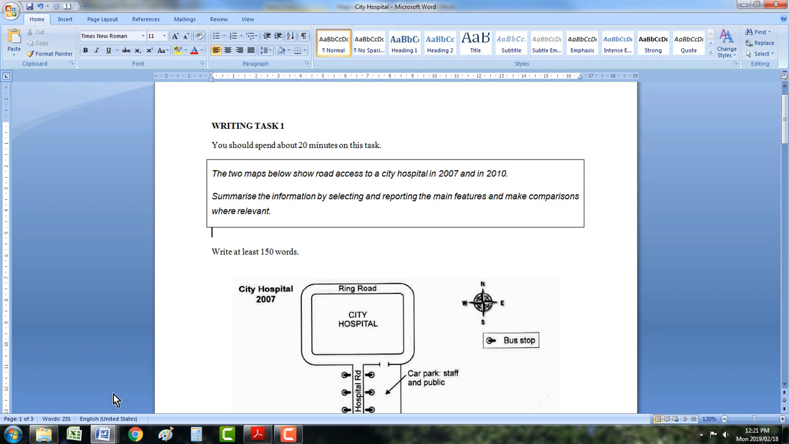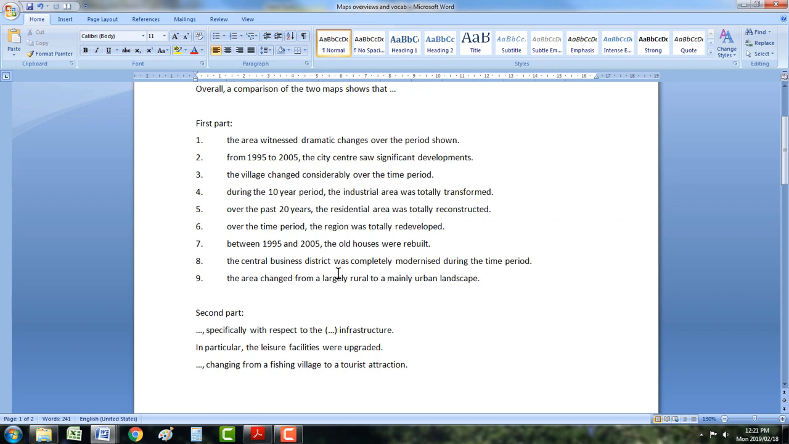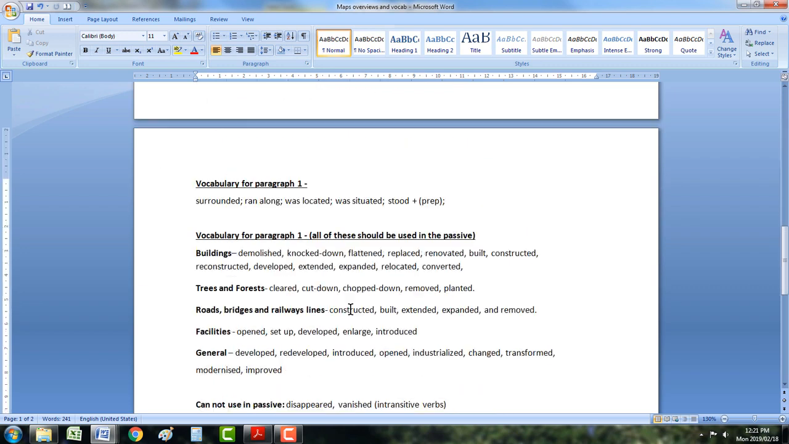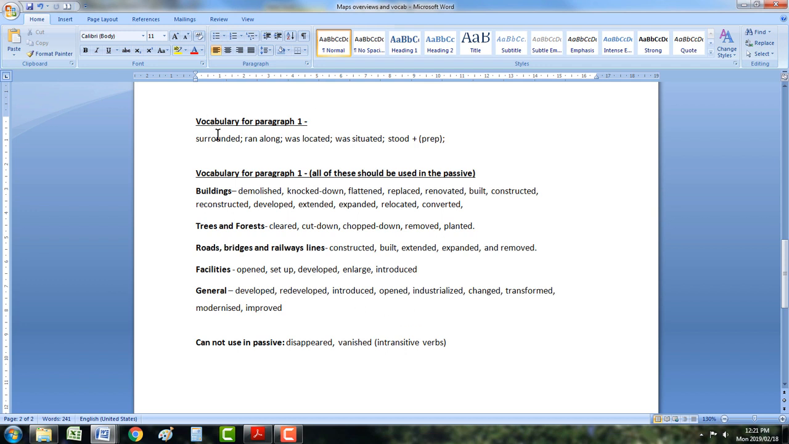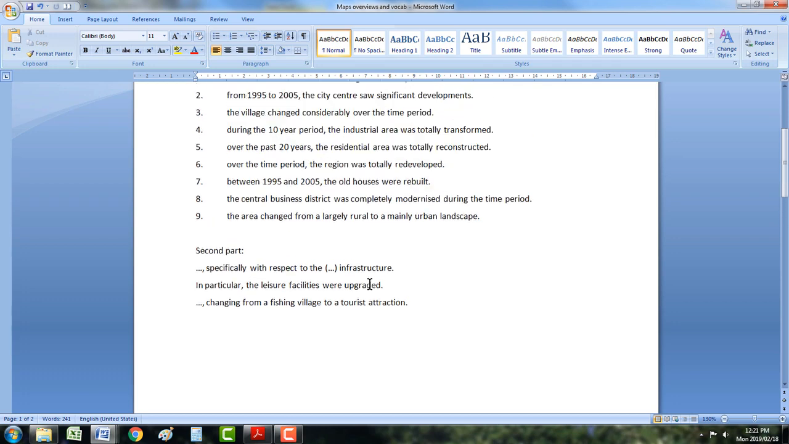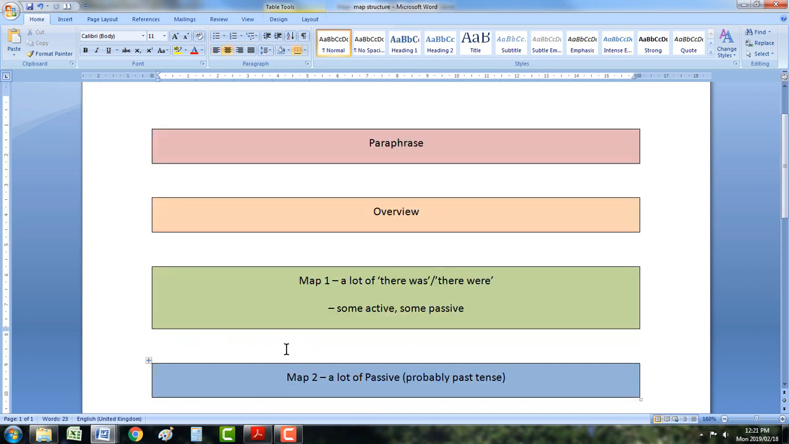Right, then I'm going to also attach this document, which is some overviews and some vocabulary for maps. You'll see when we do the overview, there's kind of two parts, a first part and a second part. Then with the two paragraphs, I'll explain all of this later. This is all about where something is, and this is all about how something changed. But you'll understand all of that once I start doing the map. But the main point I want to make in this video is just the basic structure.